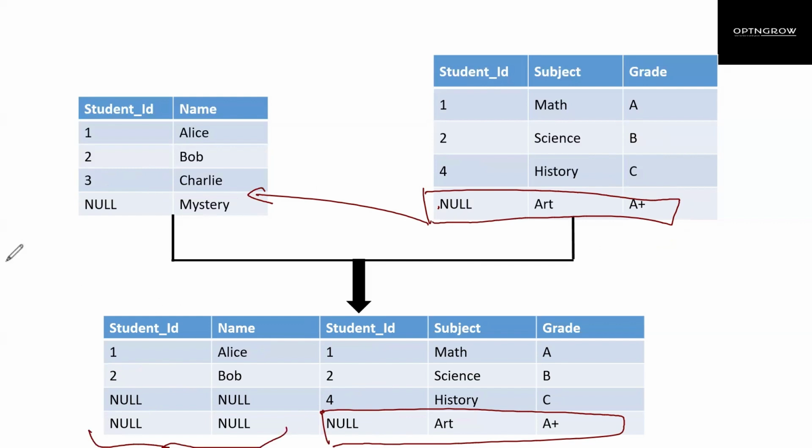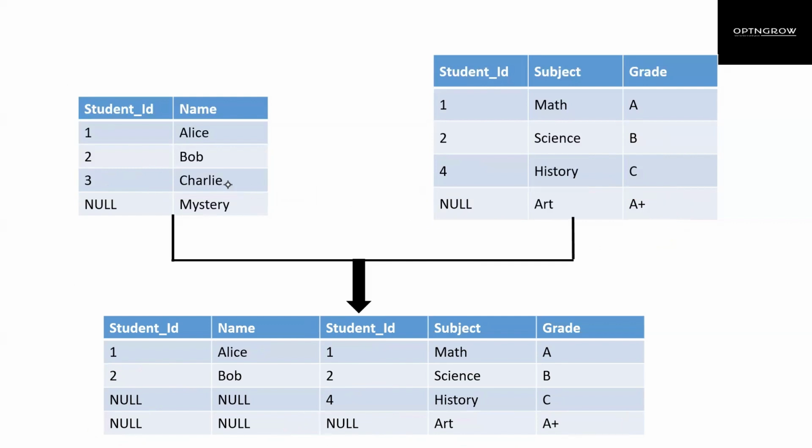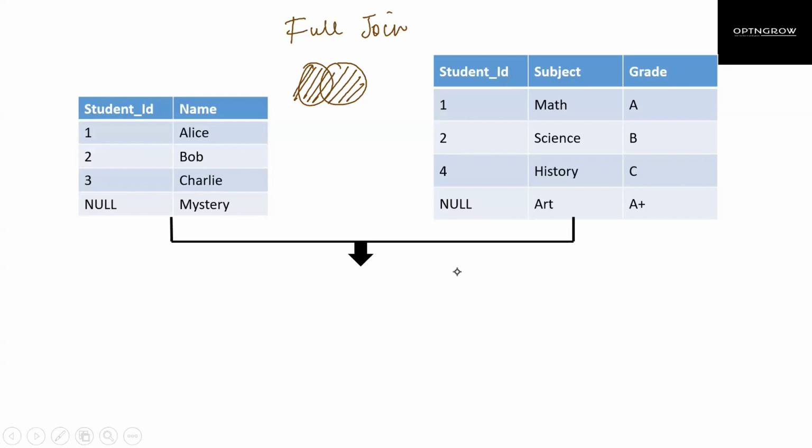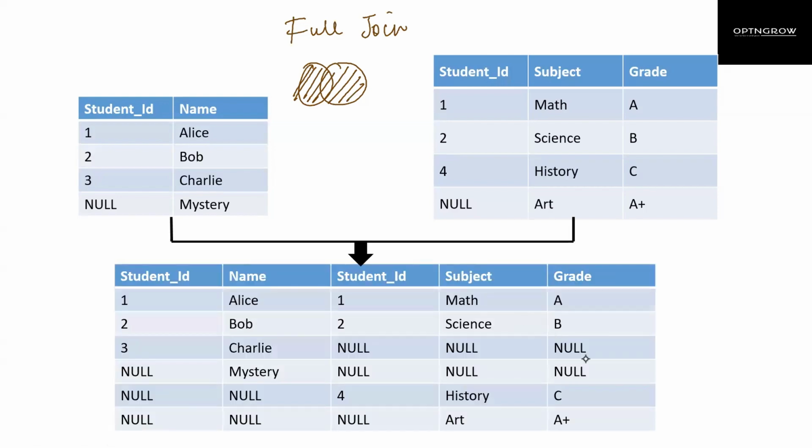Now let's look into the last join that we have, that is full outer join. So with full join, when we have two tables, we include all the records from both the tables. So I want you guys to pause the video and guess the output. So you can see the output on my screen. It's very simple. We are going to have all the records from both the tables.